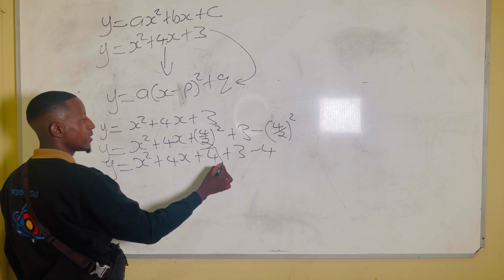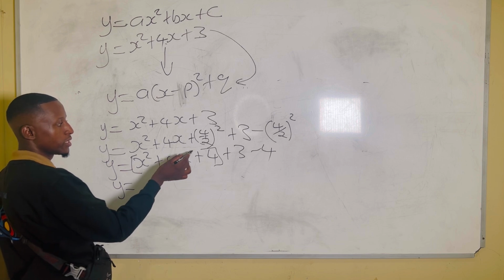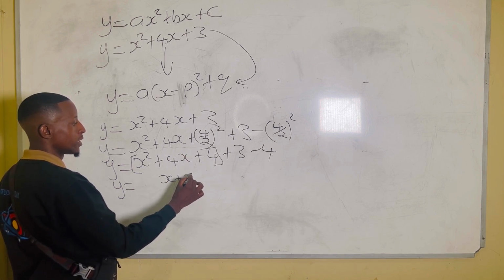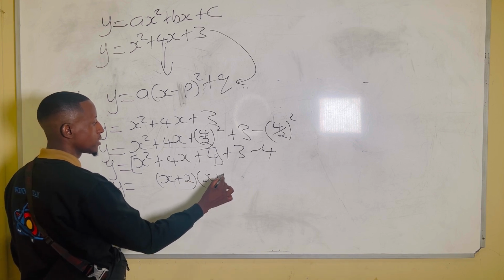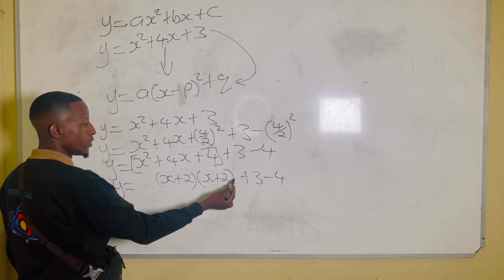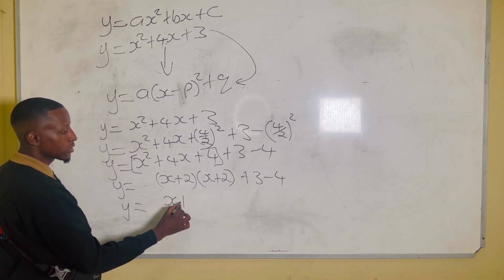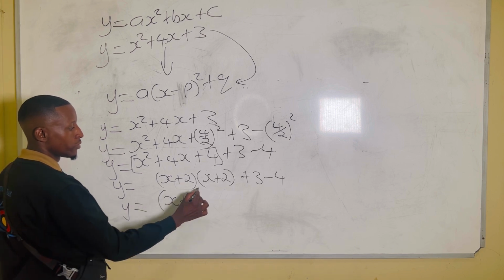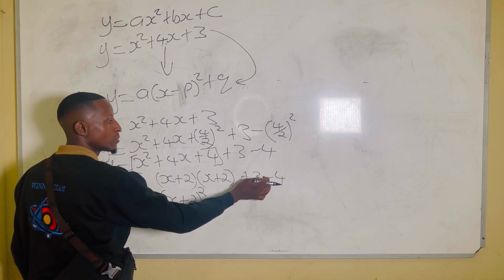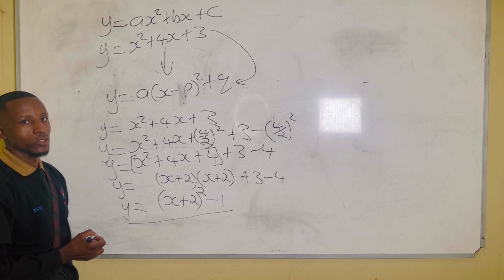From here, you will factorize this part. Factorizing this part means it's repeating itself twice. We're going to have x plus 2 and x plus 2, plus 3 minus 4. So this thing is repeating itself twice, which is the same as x plus 2 squared, meaning two brackets are repeating themselves. This minus this will give you negative 1. This is how you complete the square.